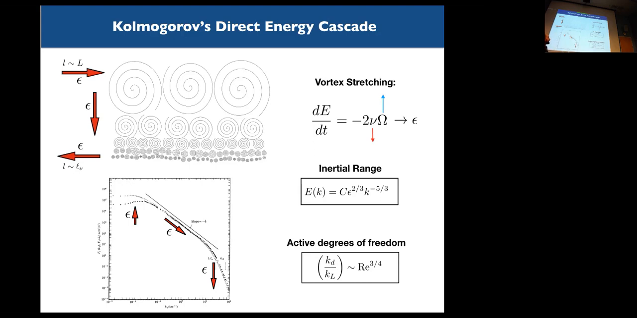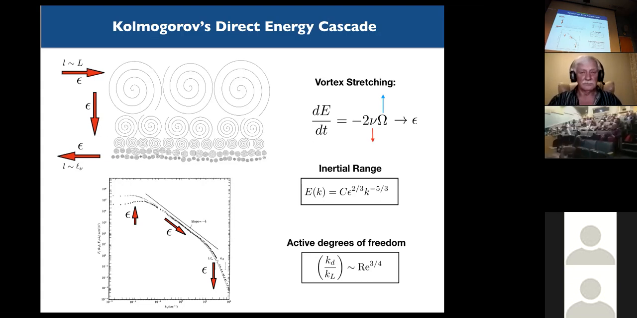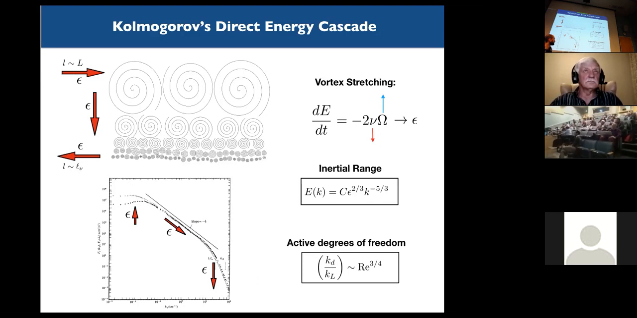And it's essentially by realizing that this energy dissipation rate is a fundamental parameter that allows us to do this dimensional analysis where we can write down the Kolmogorov law. And we can also, for example, identify a dissipation wave number where the energy will be removed. And from that, we can determine the number of active degrees of freedom in our turbulent flow, which scales with some power of the Reynolds number.